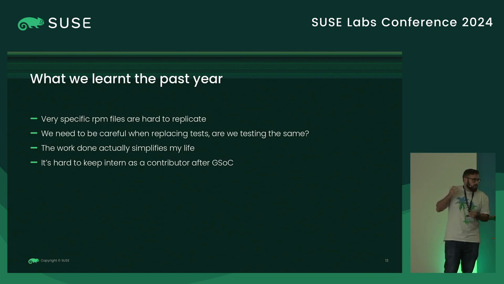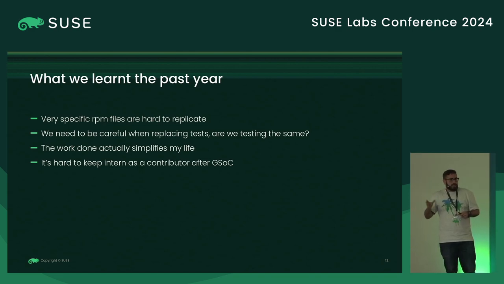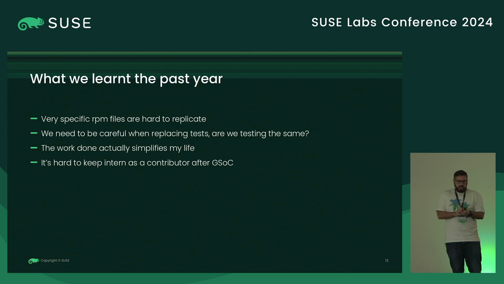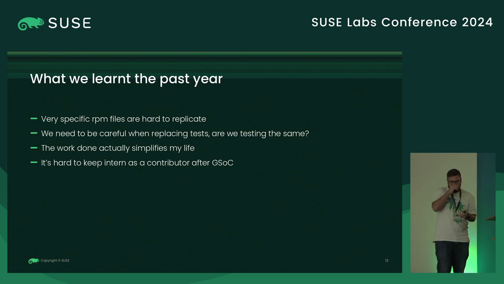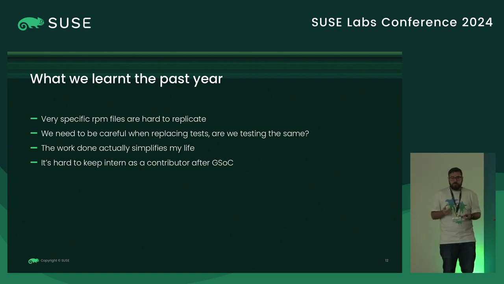We have a lot of very specific RPM files, as I said, because rpmlint is a project with old code. I don't know when the first commit was, but 20 years, I don't know. So there are very old RPMs, and it's not something easy to replicate.